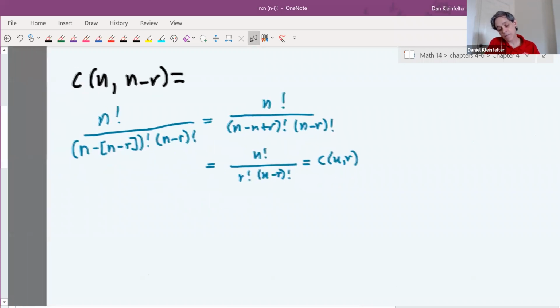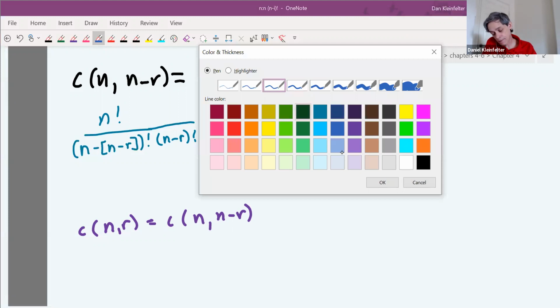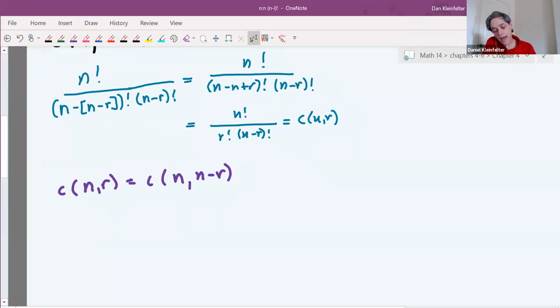So this one is especially interesting, I think, that C(n,r) is the same as C(n, n minus r). And an example that illustrates it would be like this. Let's say, just to keep it easy, that you have 6 books, and you're going to pack 2 to take on a trip.